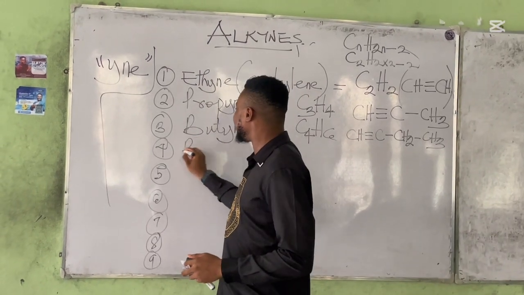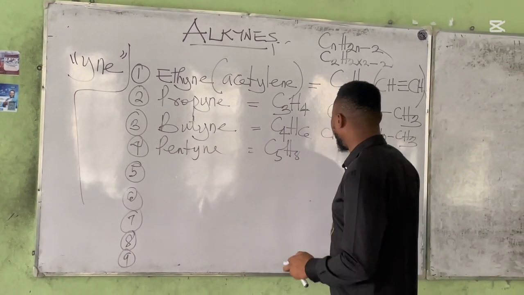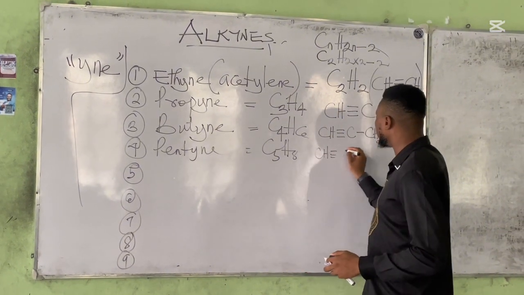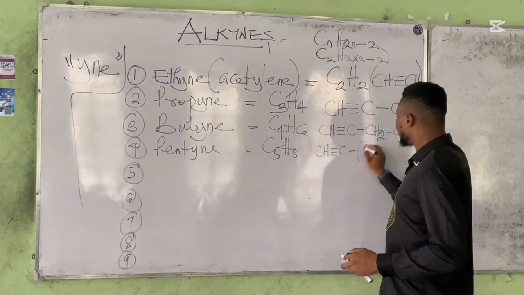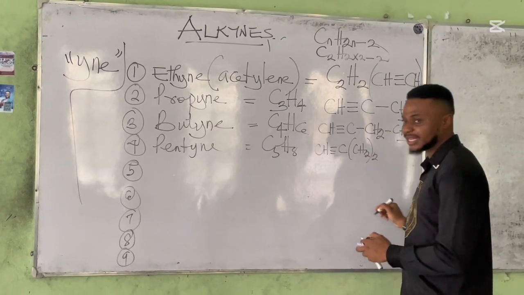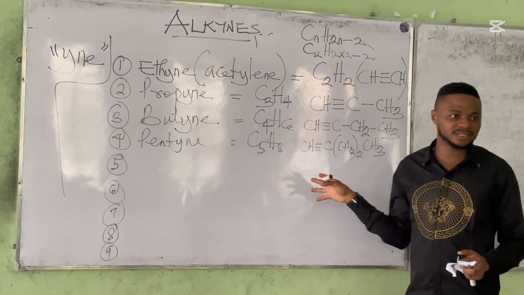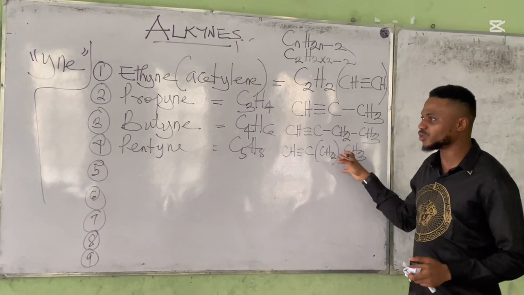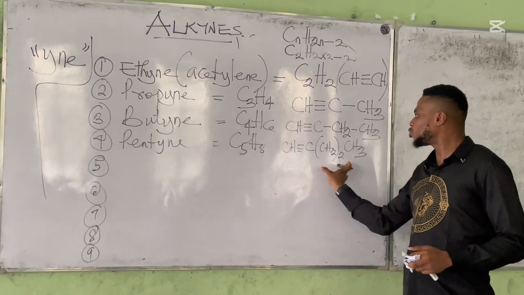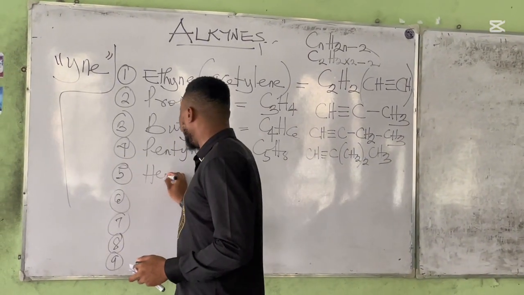Then we have pentyne. Pentyne is C5H8, which is CH, triple bond, C, single bond, CH2, then CH3. Do this: CH2, then you write 2 outside. Then CH3. This is a condensed way of writing CH2, CH2, because at this point, it will be increasing by CH2.